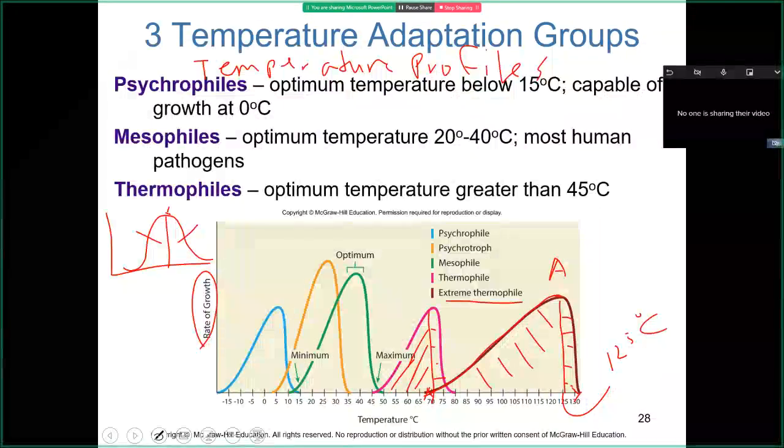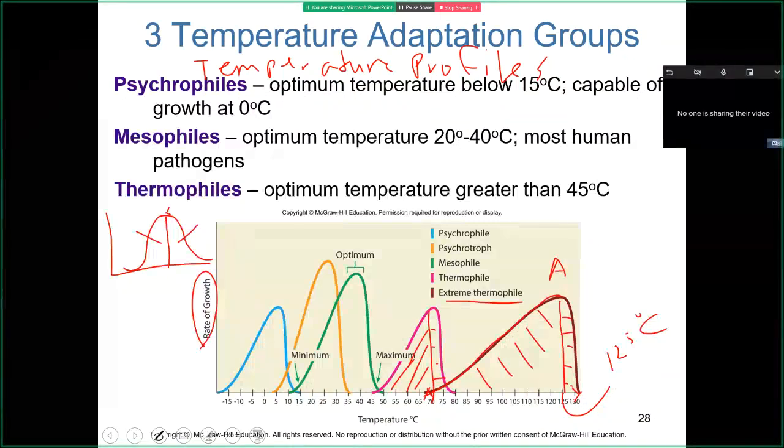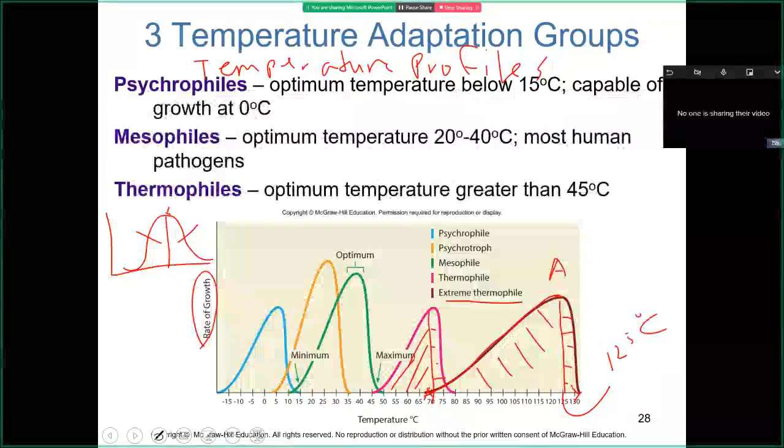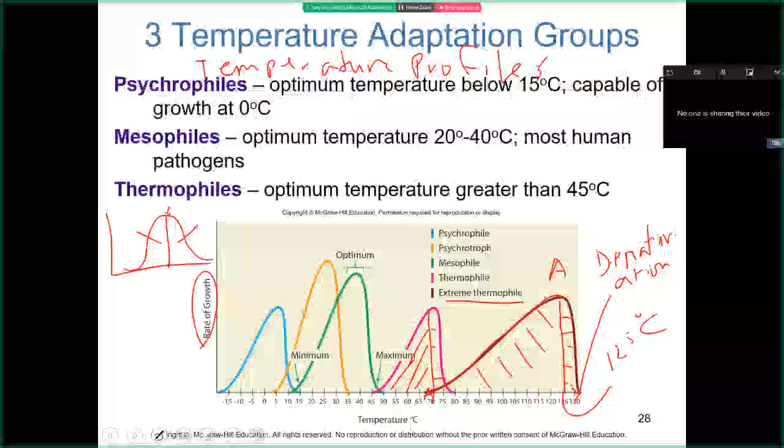Above that, you can see very quickly, once we go much past 125 to a temperature of, say, around 132 or 133, the organisms die. What happened there? You're at the maximum temperature. That's where denaturation happens, the point of denaturation. Denaturation of protein is what occurred at that point.